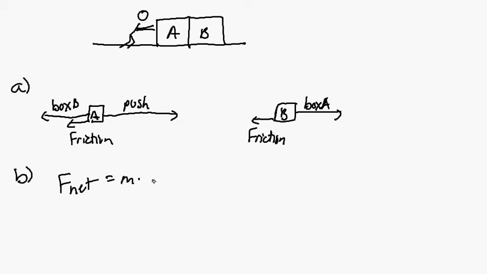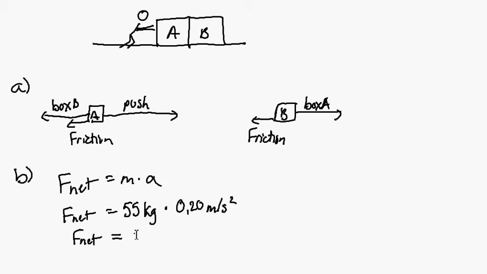We know in this case that the mass of each box is given as 55 kilograms. And that the acceleration here of the actual box is going to be that 0.2 meters per second squared. And so when we multiply these out to get the new net force, it's going to be 11 newtons of net force acting on each of the boxes here.